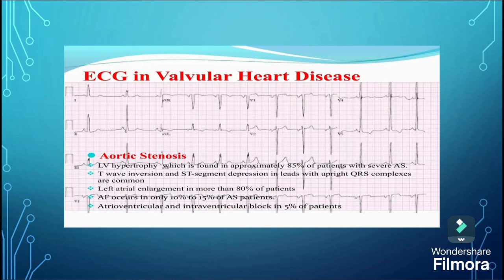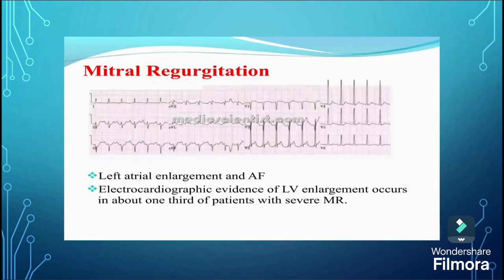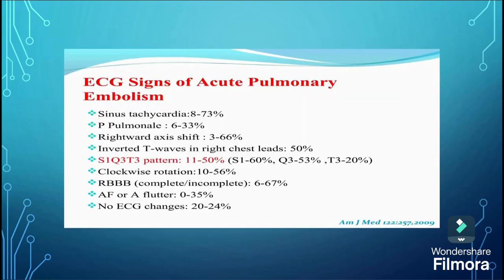So this is a valvular heart disease, aortic stenosis. So left ventricular hypertrophy, this is all theoretical. Mitral stenosis, AF. In mitral stenosis, AF is very common. And in AF, you have seen the P waves are absent. And in atrial flutter, sawtooth appearance of P wave. MR, left atrial enlargement, all the features of LAE will be present here. We have already seen this LAE.